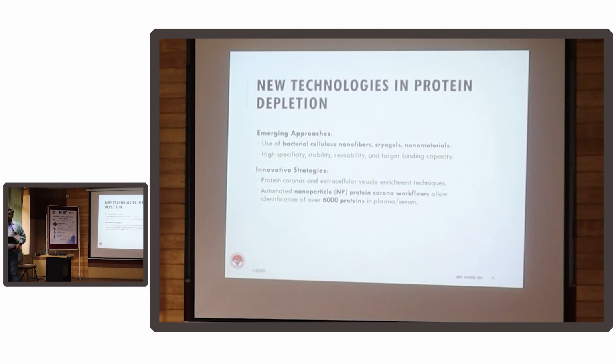There are emerging technologies that use bacterial cellulose, nanofibers, cryogels, nanomaterials. So there is something known as the nanoparticle protein corona workflows. They allow identification of around 6,000 proteins in plasma and serum. So primarily protein coronas and extracellular vesicle (EV) enrichment techniques. These are newer technologies, so you might not have access to them. So be careful when you're planning anything.